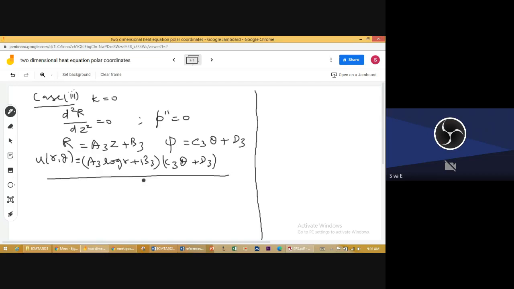These are the three possible solutions for the two-dimensional heat equation in polar coordinates. And all these solutions are for the steady state equation, not for the unsteady state equation. All these solutions are for the steady state two-dimensional heat flow equation in polar coordinates.